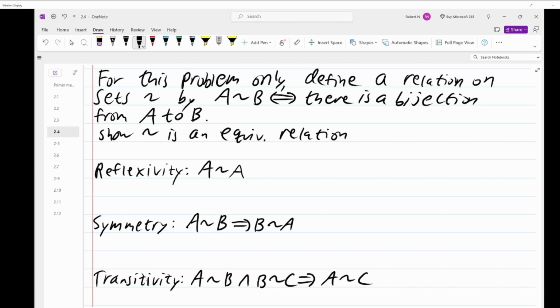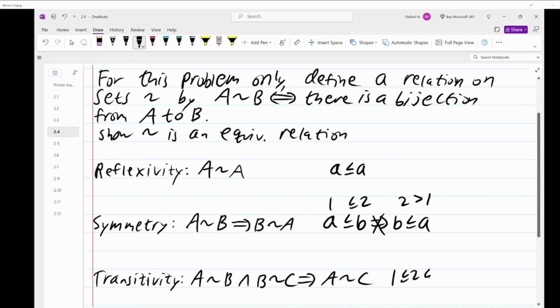So we can actually see for less than or equals, some of these hold. A less than or equal to A, that's true. A less than or equal to B implies B less than or equal to A is not true. Counterexample, 1 is less than or equal to 2, but 2 is greater than 1. And it is transitive. So 1 less than or equal to 2, less than or equal to 3, and 1 is indeed less than or equal to 3.